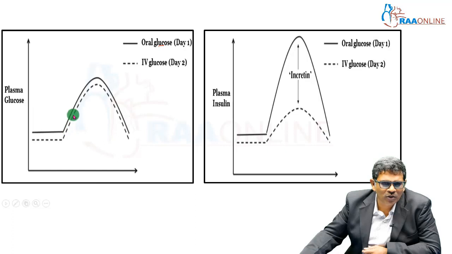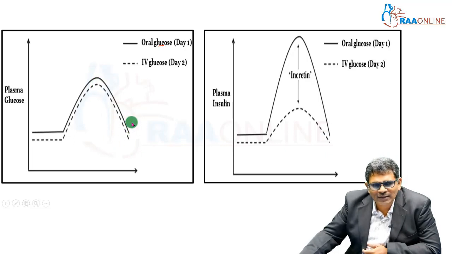The glucose infusion was titrated in such a way that it matched the plasma glucose. The peak of plasma glucose and the changes in the fasting blood sugar were matched in both these arms. This is the experiment model that they were using.